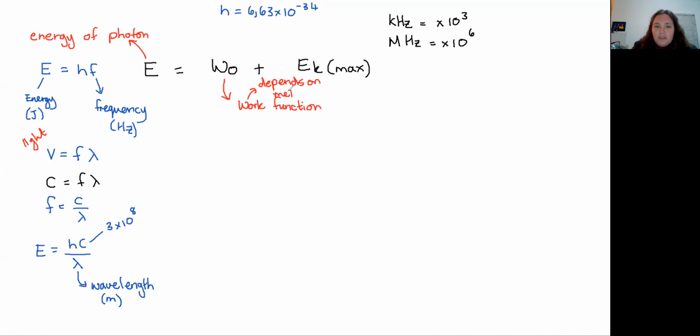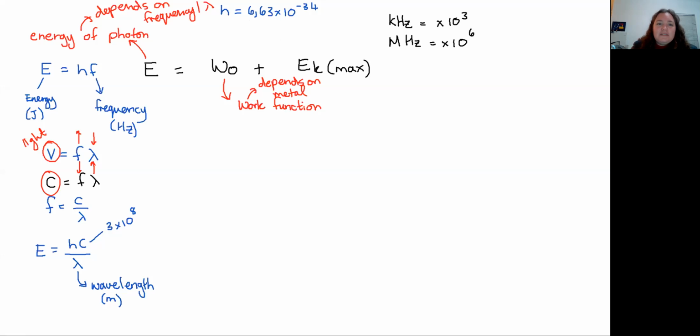I probably should put in here that the energy of the photon depends on the frequency. And technically, we could say it also depends on the wavelength. Because if you've got a constant v, which is our speed of light, if your frequency goes up, your wavelength goes down. And if your frequency goes down, your wavelength goes up. So if I view it from the perspective that it isn't really frequency, it's actually wavelength, it could depend on either.